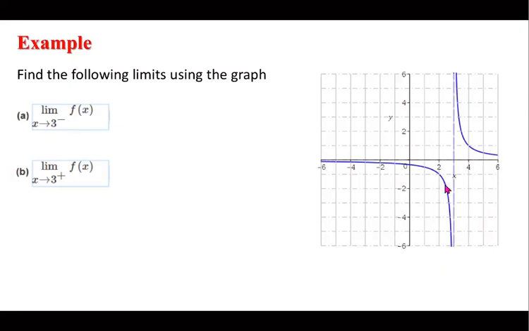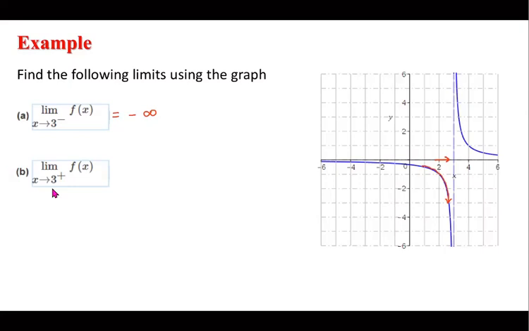That means if you look at this graph here, we have 1, 2, 3. 3 is there. When x approaches 3 from the left, we see that this graph goes all the way down. As x gets closer and closer to 3, this graph goes down all the way to negative infinity. That means the limit as x approaches 3 from the left of the function is negative infinity.